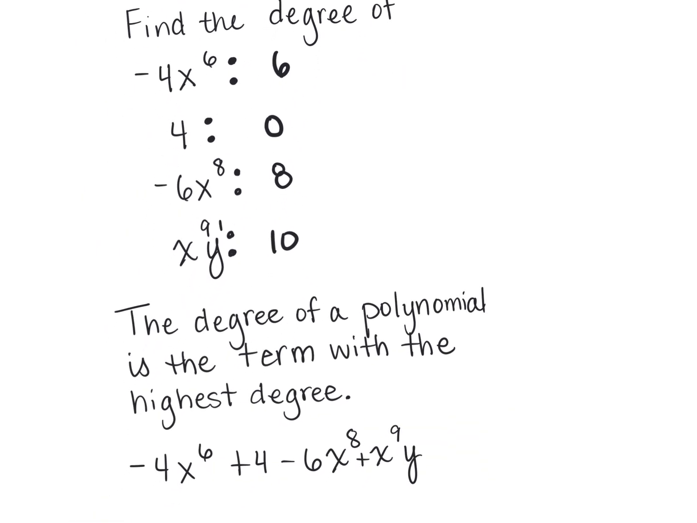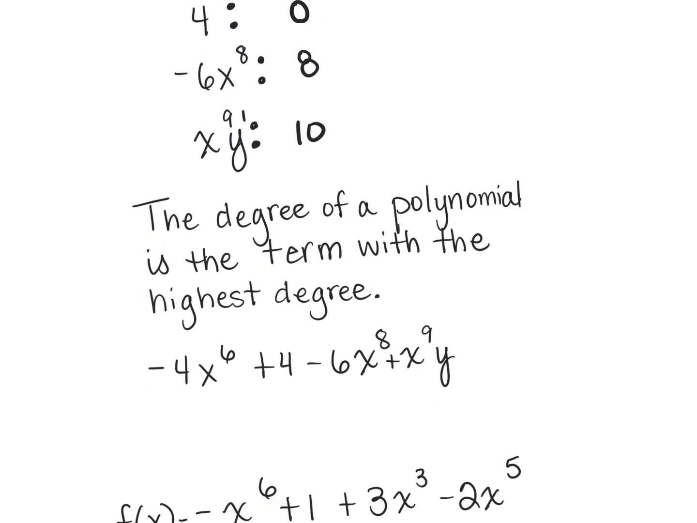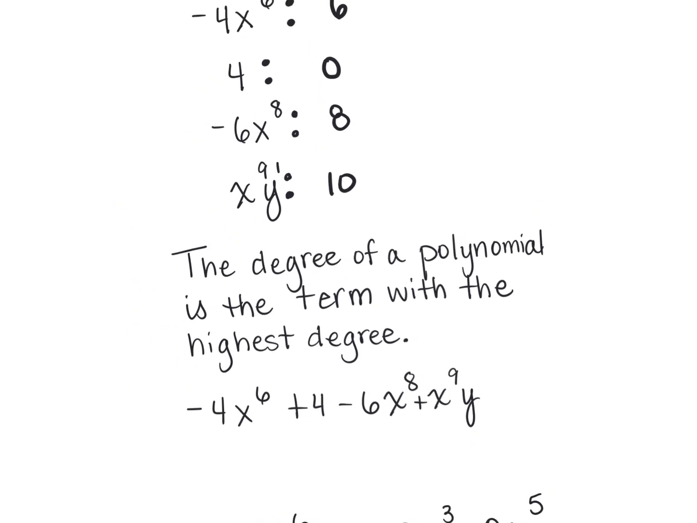All right, the degree of a polynomial, so we're moving away from power functions into a polynomial, is the term with the highest degree. So of the ones that we just did, the list is just written out so that they're added and subtracted. So the degree of this entire thing is 10.